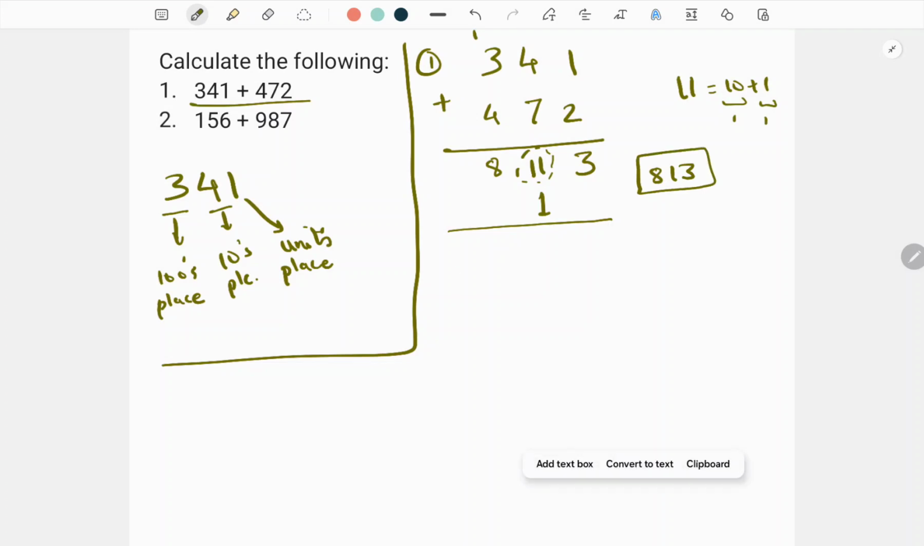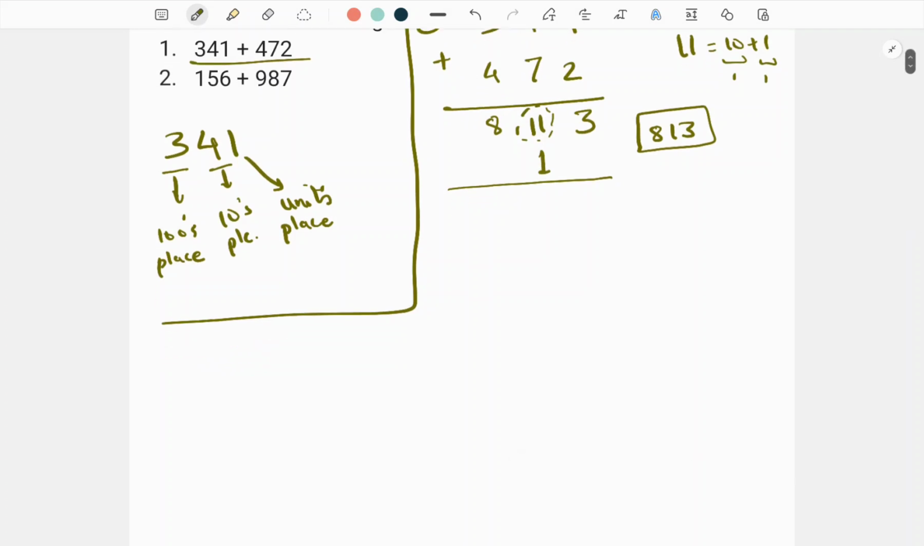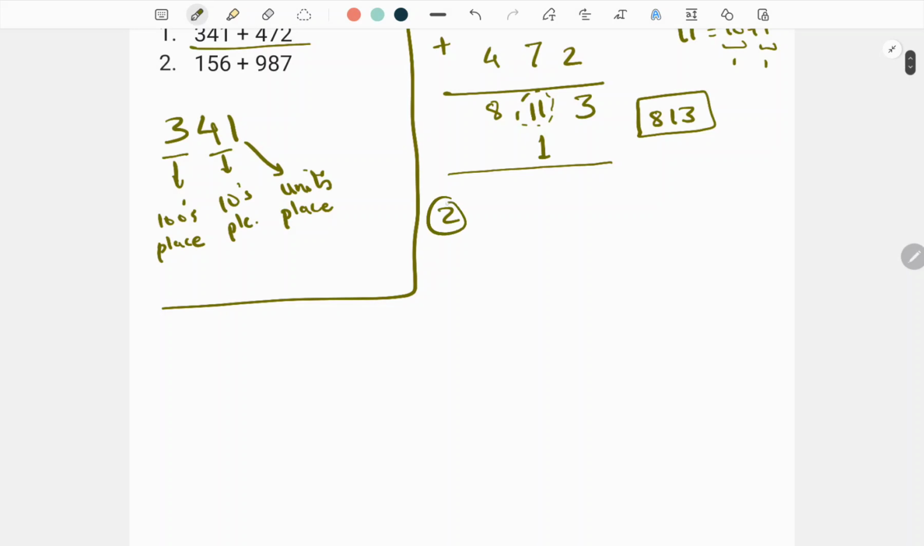That's the recurring pattern in these types of questions: if there is a carry, you need to know how to handle it, and write only the units digit in the place of the addition, and carry 1 or 2 or whatever is the appropriate number. Let's take another example that will make this clearer. The second example here is 156 plus 987.